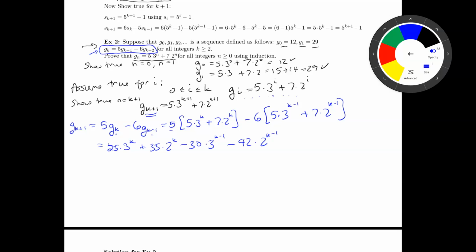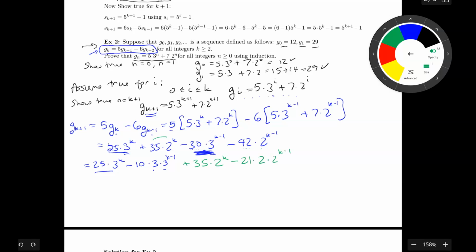Okay, so I want to join these, right? This is 3 to the k, and this is 3 to the k minus 1. So let's put them together, or next to each other. As I'm rewriting this, I'm going to factor this 30, so I get minus 10, and then 3 times 3 to the k minus 1, because in the next step, I'm going to multiply these to get 3 to the k. Okay, so let's take this, so plus 35 times 2 to the k, and as I'm rewriting this, I'm going to rewrite 42 as 21 times 2, times 2 to the k minus 1.